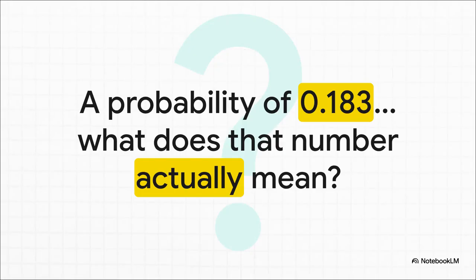So let's take an example. If a survey tells you the probability of someone believing they've seen a ghost is 0.183, what does that number really mean? It's not just some random decimal. It's a precise measurement. Figuring out how we get to that number and what it lets us do is exactly what we're going to cover.